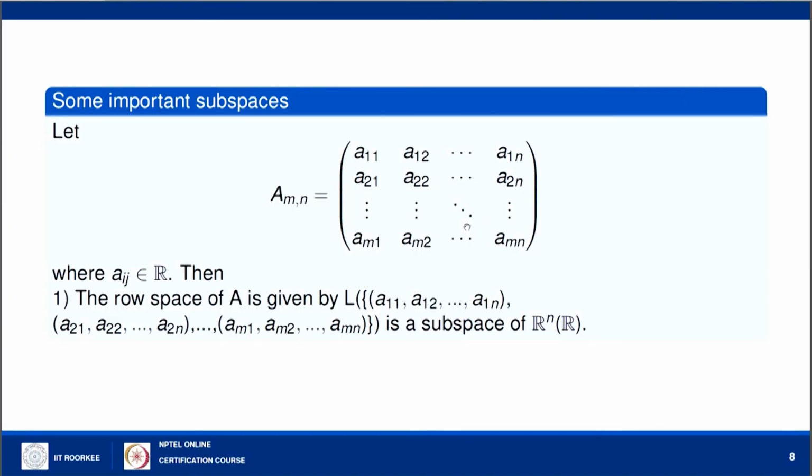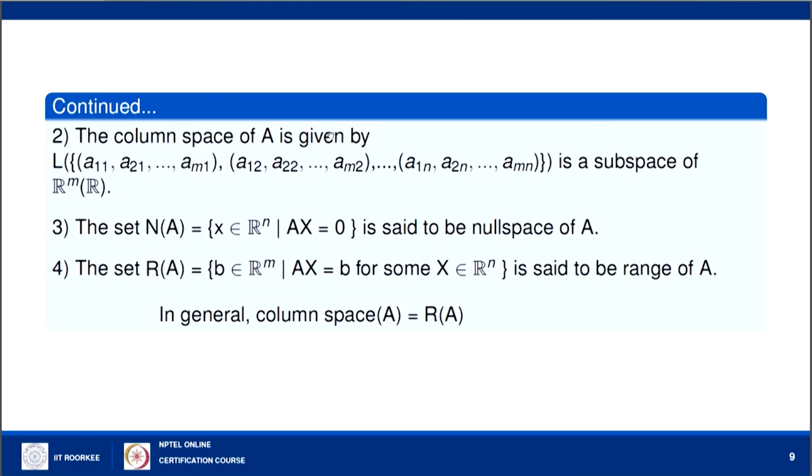Now, we are going to define some of the important subspaces. So, suppose we have an m by n matrix given by the entries a11, a12, a1n, a21, a22, a2n and so on, where aij are real numbers. So, all these entries come from the set of real numbers. Then the row space of A is given by the linear span of the rows, where each row is a vector. Similarly, the column space of A is given by the linear span of the columns of the matrix A.